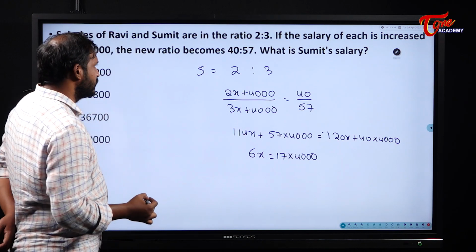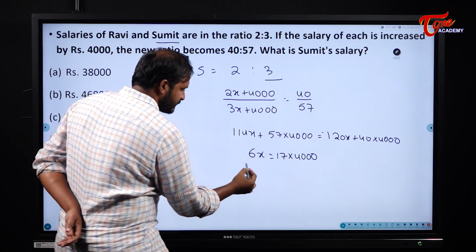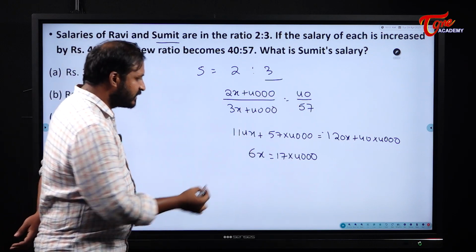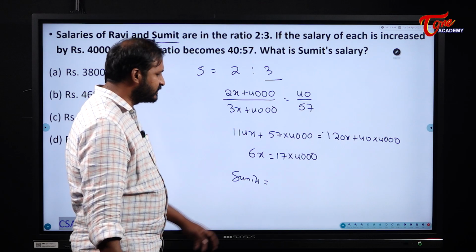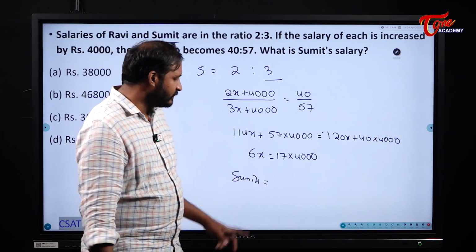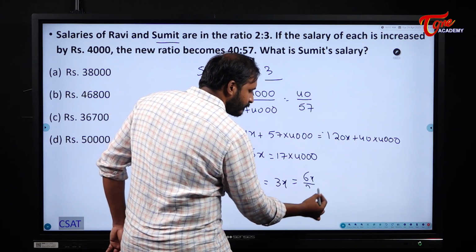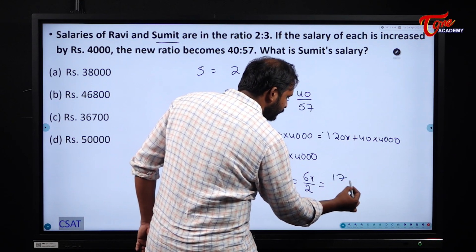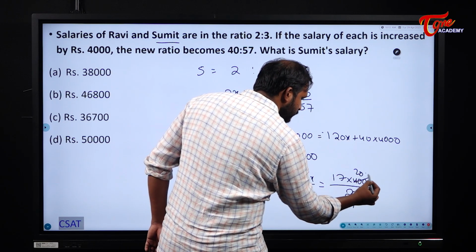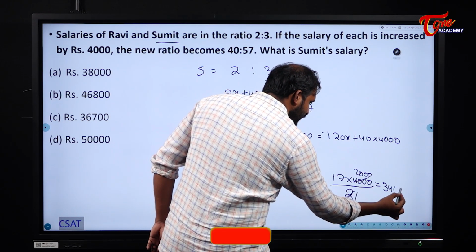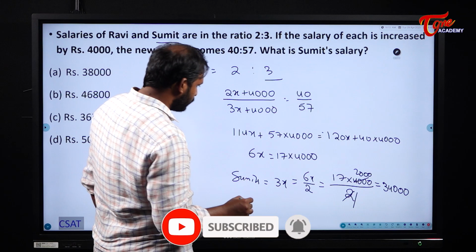17 into 4,000. What is Sumit's salary? Sumit's salary is 3 parts, that is 3x. Don't waste your time by sending 6 to the other side, because you will get a decimal value. Sumit's salary is 3x. That means I can write 6x by 2. So 6x value is 17 into 4,000 by 2. So Sumit's salary will become 34,000.